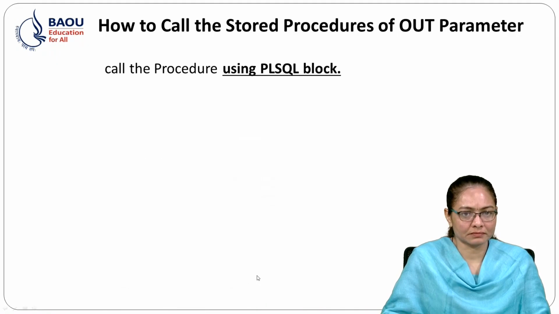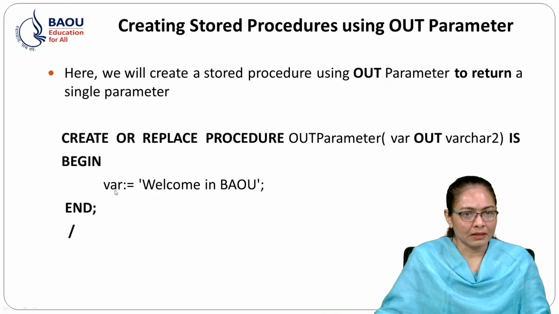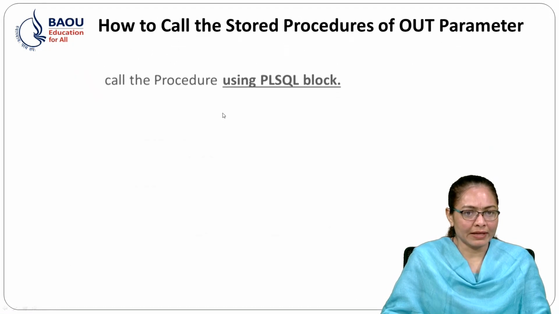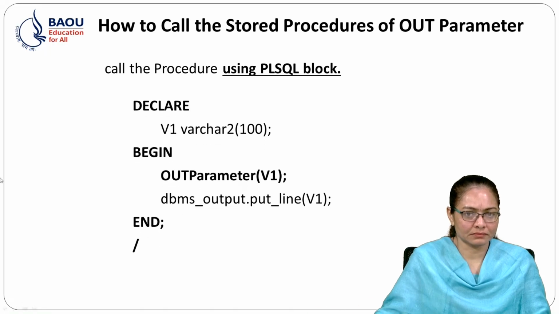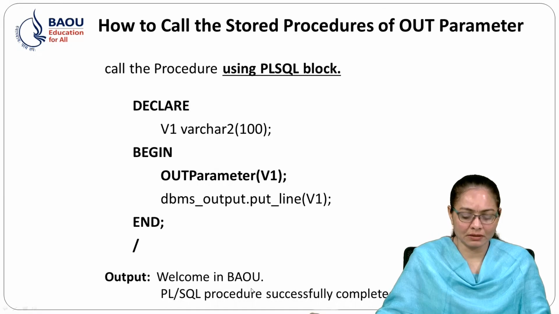See, here the where variable is defined as an OUT parameter mode. So 'welcome in BAU' is passed, or sent, to the variable v1. So it will display welcome in BAU.